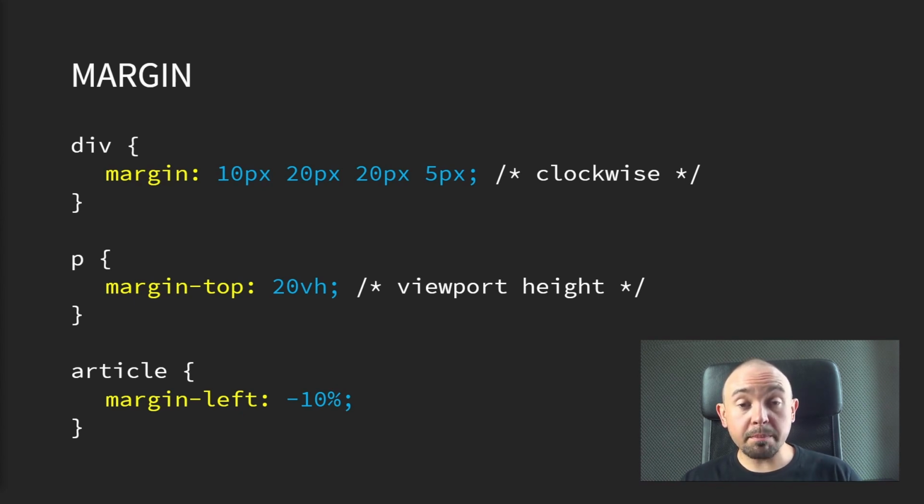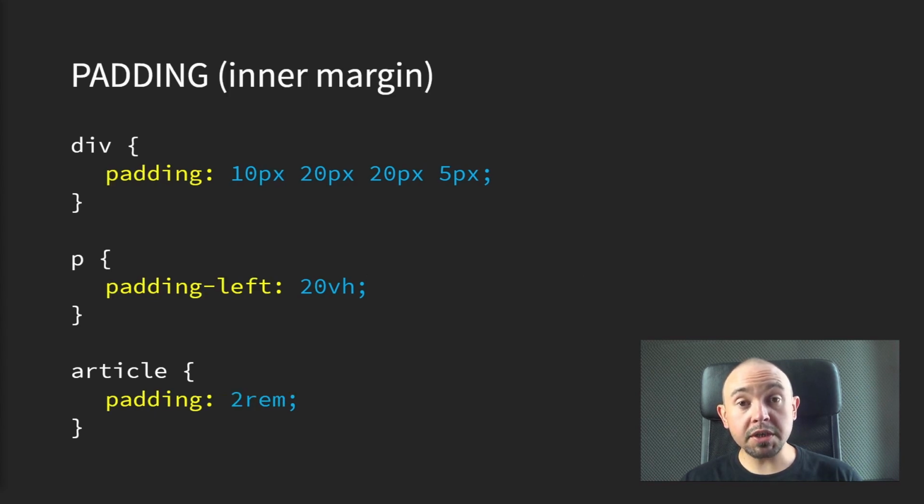You will learn what the box model is soon in this course. One of the properties that define the box model is the margin, which we already know. Next property that creates the box model is the padding, which is the inner margin. And we define this property very much like in the case of the usual margin.